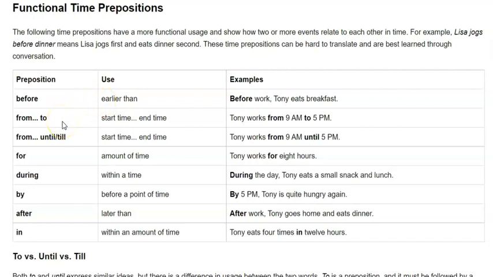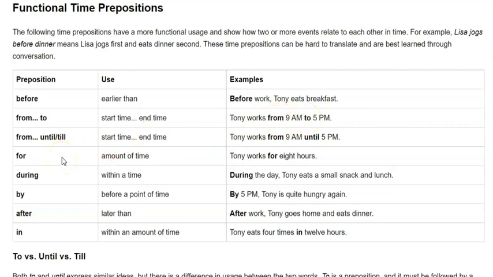The second one is from and to, which mean start time and end time. For example, Tony works from 9 a.m. to 5 p.m. The start time is 9 and the end time is 5 p.m. Then there is from, until, which can also be used for the start time and the end time. There is no big difference between to and until; we'll talk about it later. You can see the example: Tony works from 9 a.m. until 5 p.m. So this is similar to the two prepositions.